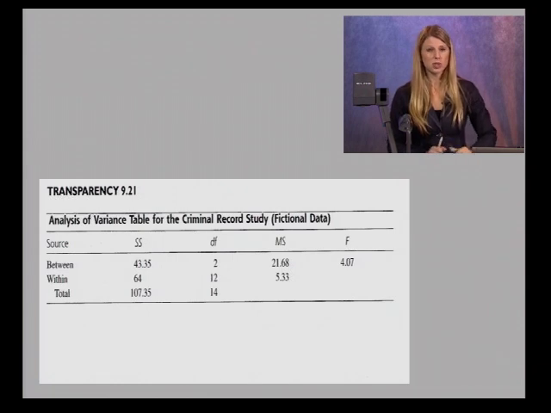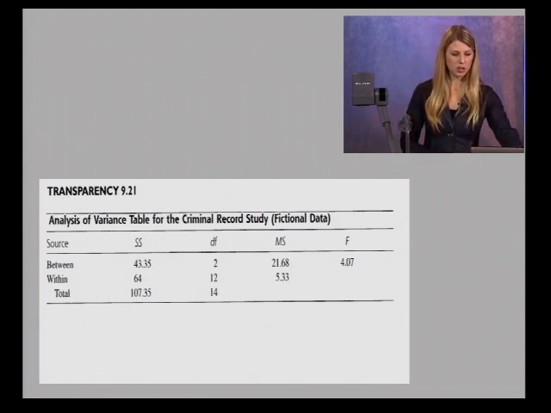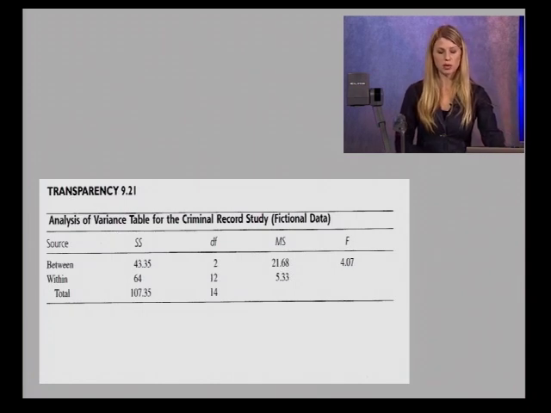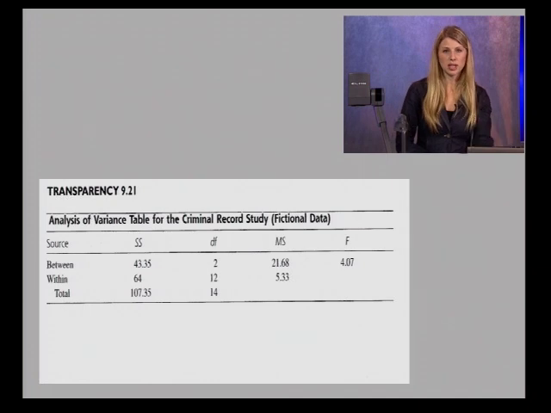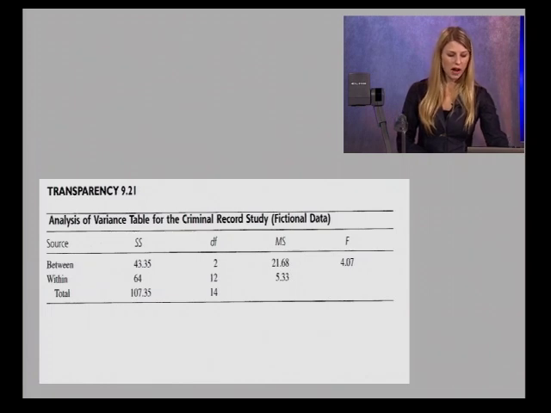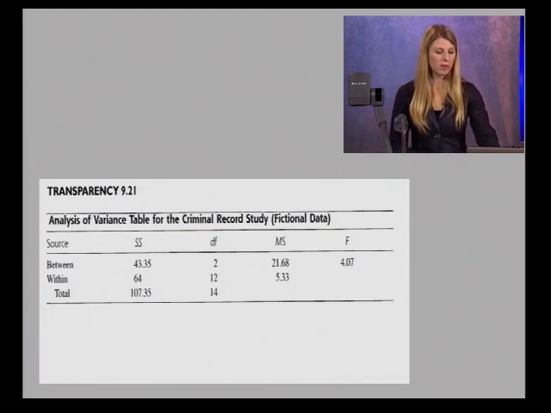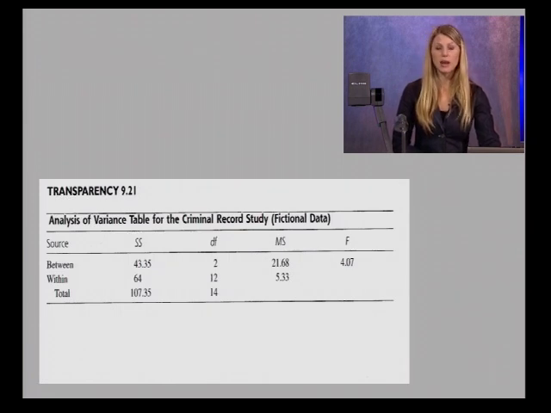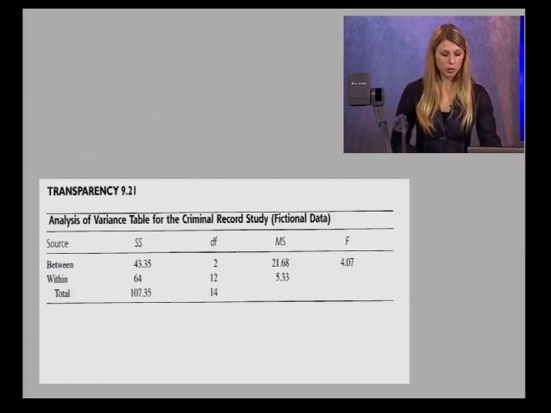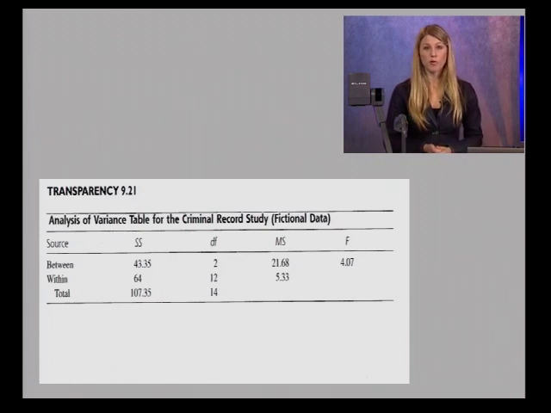Now, the MS, or the mean square, is the sums of squares divided by the degrees of freedom. So between the groups, or among the groups, 43.35 divided by 2 equals your mean square, 21.68. And then you go down to the next row, and within you have 64 as your sums of squares. You divide that by your degrees of freedom within, 12, and you get a mean square error of 5.33. Now, once you have both of your mean squares, then you can calculate F. The mean square numerator, or between the groups, is 21.68. You divide 21.68 by 5.33, and you should get your F value of 4.07.